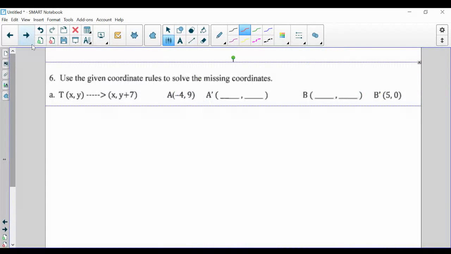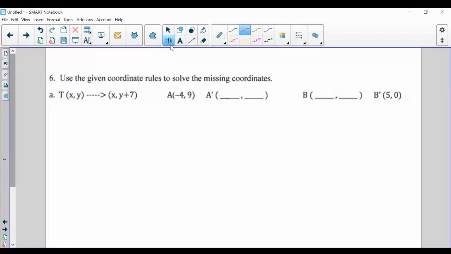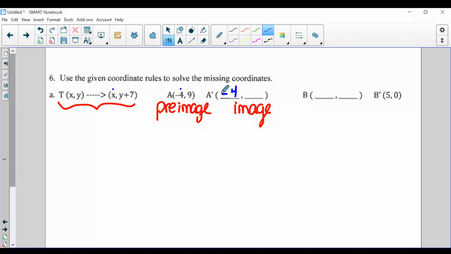And the last question I wanted to go over, which I did not get a chance to go over in class, is number 6. So you're given a rule here. T stands for transformation. And we want to find out what happens to A prime. So A is the pre-image, and A prime is the image. And so they're telling us that the x value is going to stay the same. So this is going to remain as negative 4. What do they want us to do to the y value? They want us to add 7. So 9 plus 7 is 16. So that's the answer for A prime.